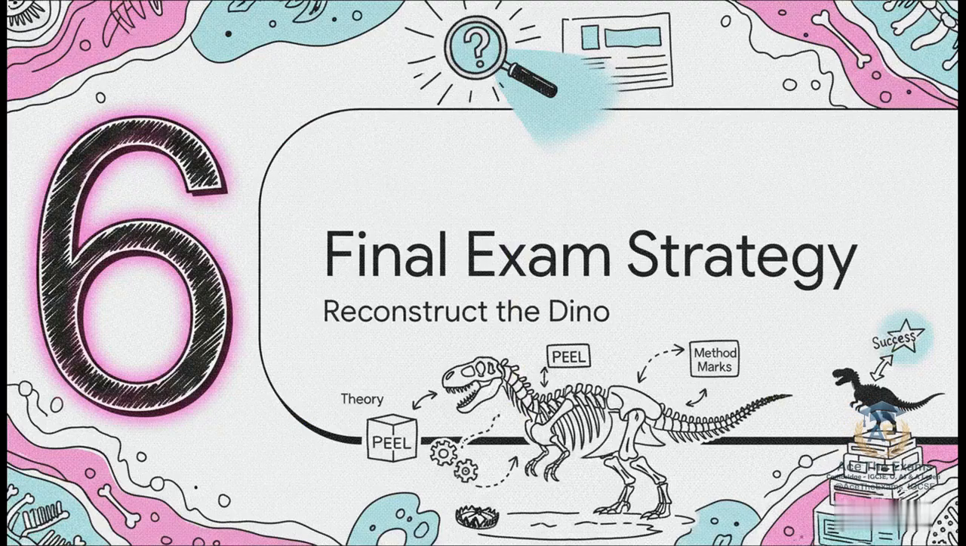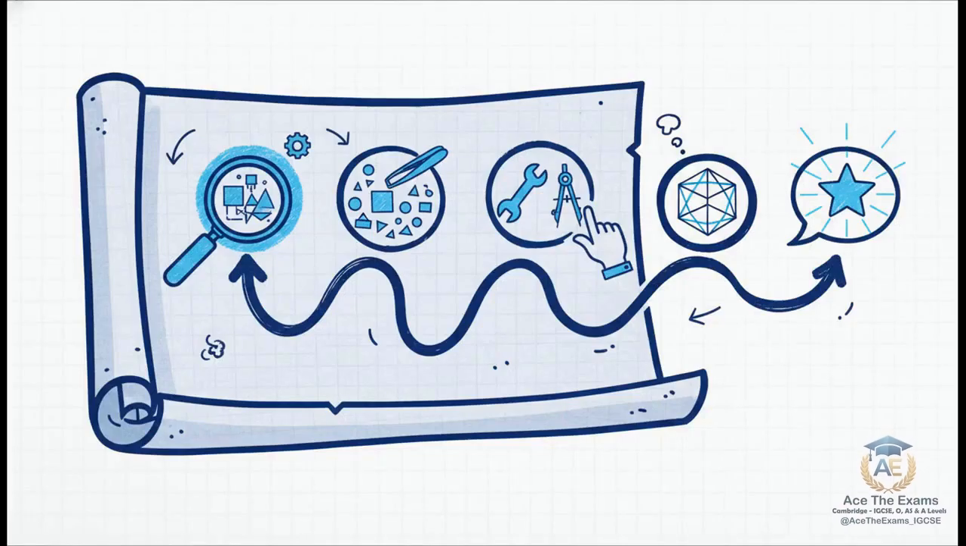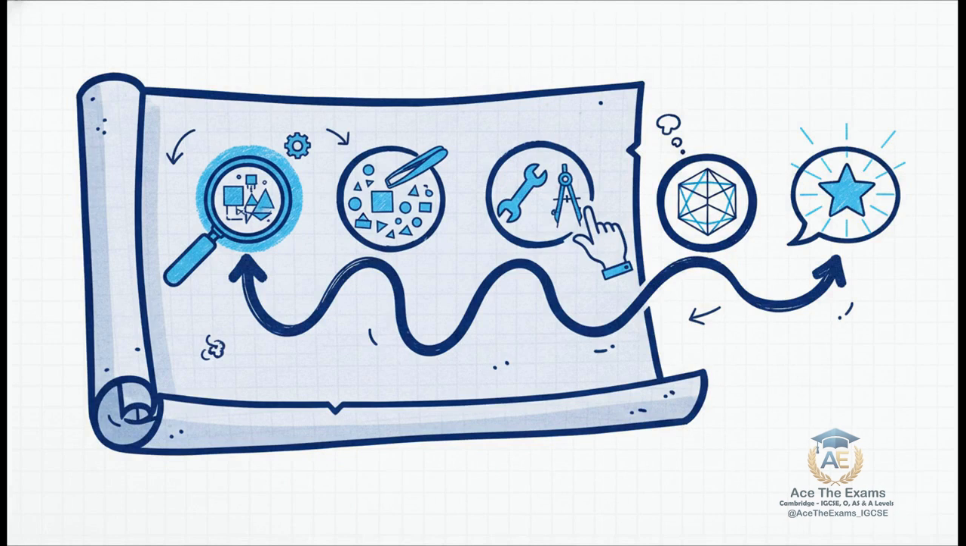Section 6. The final exam strategy. Reconstructing the dinosaur. All right, we have excavated all the pieces. We deeply understand the theory. We have the PEEL framework locked in. We know exactly how to secure method marks, and we know exactly what traps the examiners have set for us in the dirt. Now, here's your definitive computer science success blueprint. I want you to memorize this checklist.